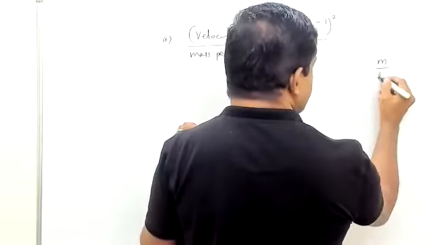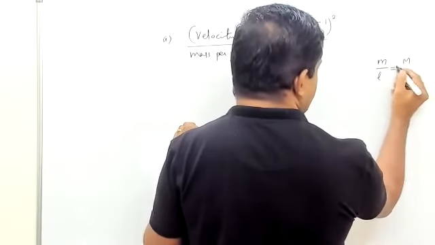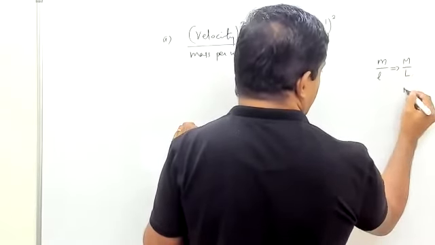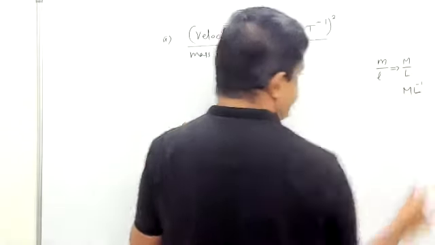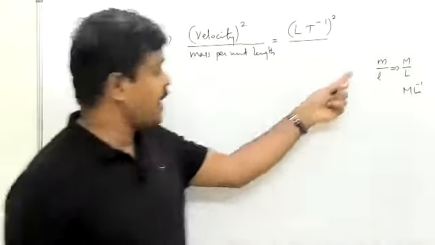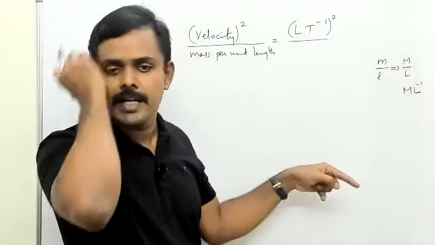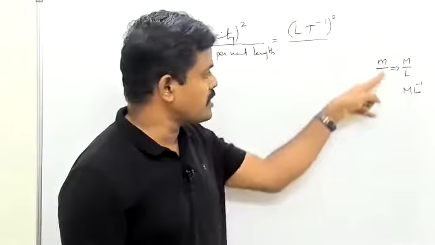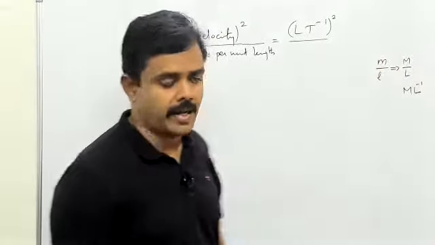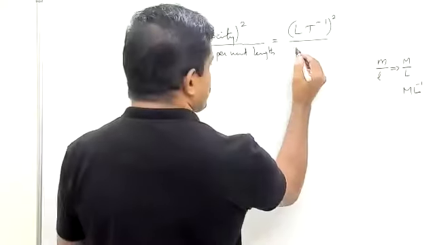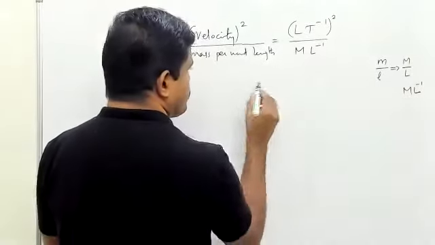Mass per unit length is M by L, that is M L raised to minus 1. From the name itself, it is clear. Mass per length means mass by length. Am I correct? Mass per unit length is M by capital letter L, that is M L raised to minus 1. So let us put it M L raised to minus 1.